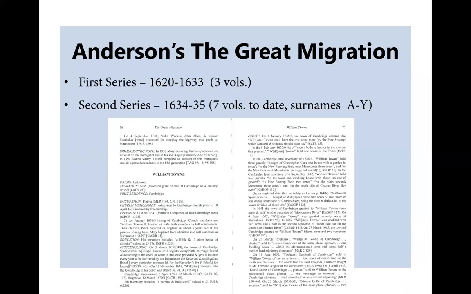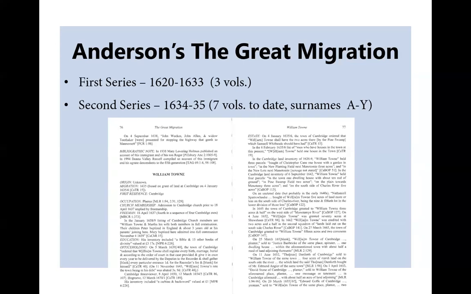The Great Migration Study Project was conceived of by Robert Charles Anderson and began in 1988. The goal of the project was to create comprehensive biographical and genealogical accounts of all immigrants to New England from 1620 to 1635, basically from the arrival of the Mayflower to the beginning of the decline in immigration that resulted from the beginning of the English Civil War.